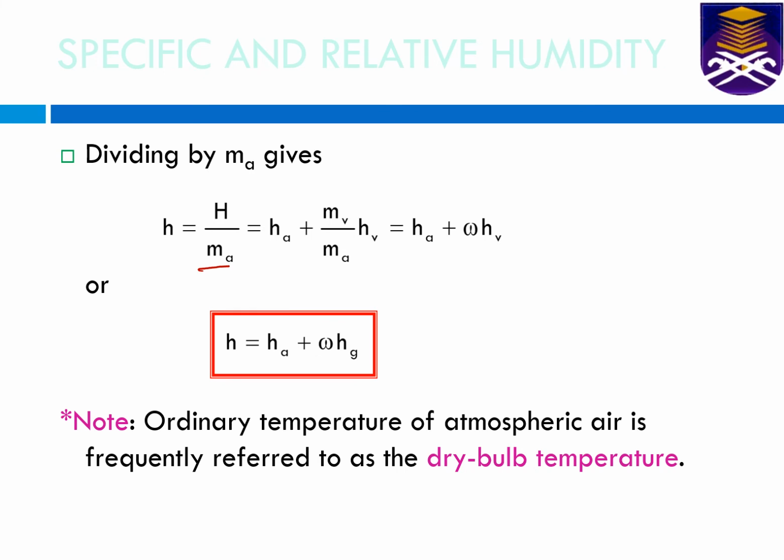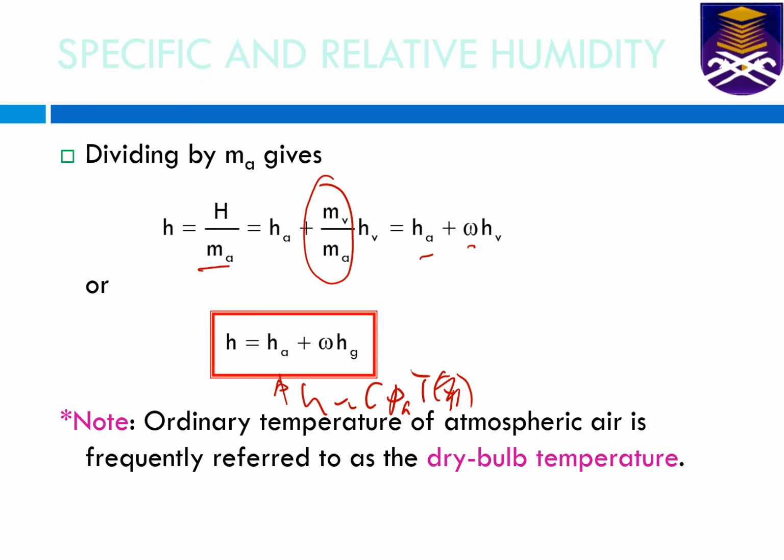If we divide by the mass of the dry air, what remains is the enthalpy of the dry air plus MV over MA, which is the specific humidity. So the enthalpy of the atmospheric air is equal to HA, where we previously used Cp, so HA is Cpa times the temperature T, plus omega Hg, where omega is the specific humidity.